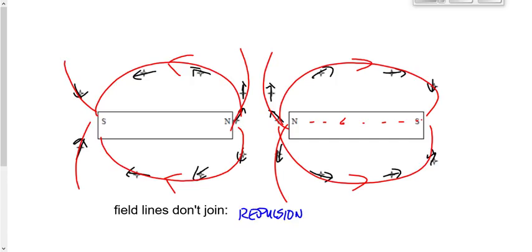So once again, you get a diagram on a test, even if it's one you've never seen before, some scenario of magnets set up that you've never seen before, that's okay. Remember that the field lines go away from the north and toward the south, and remember that if the field lines join up, we get attraction, and if the field lines don't join up, we get repulsion.